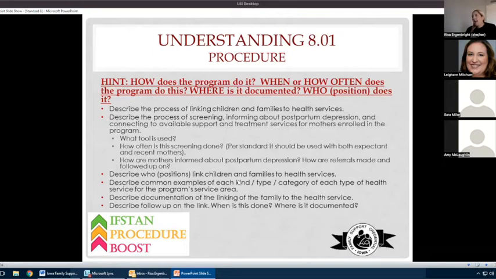But in this case, with this kind of thing, it definitely should be on paper, because a family could be connected with multiple resources over the span of their enrollment in a program. And so we want to see all of those things.